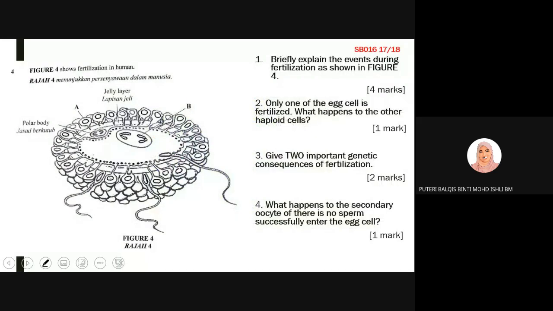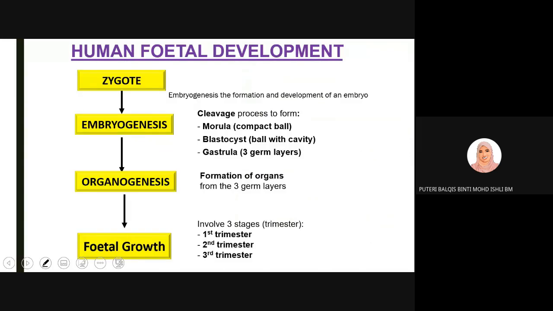Ini standard saya tak nak go through sebab bukannya keluar soalan. Pattern soalan macam ni tak ada keluar dalam exam. Okay, embryogenesis last yang ni. Group yang tadi, habiskan, lepas tu kita habiskan kelas.